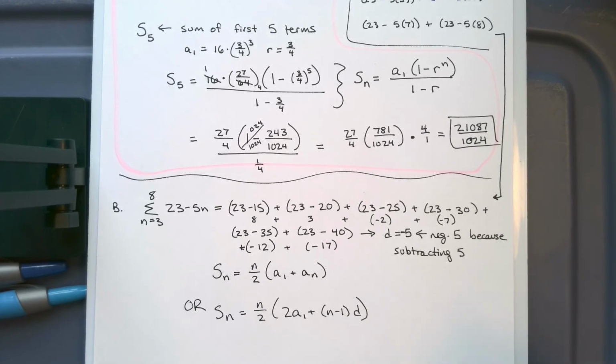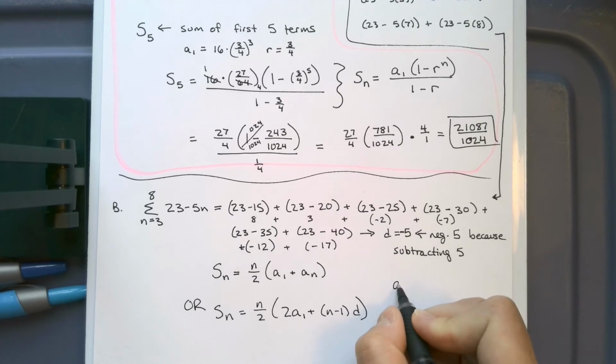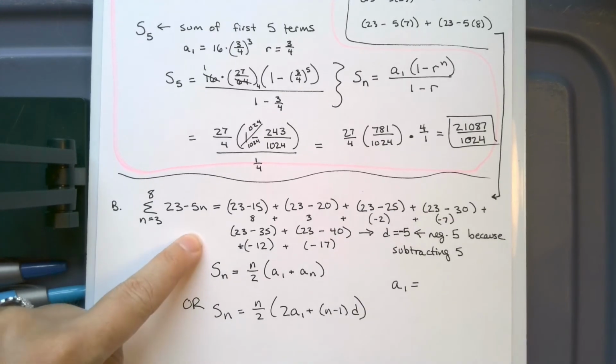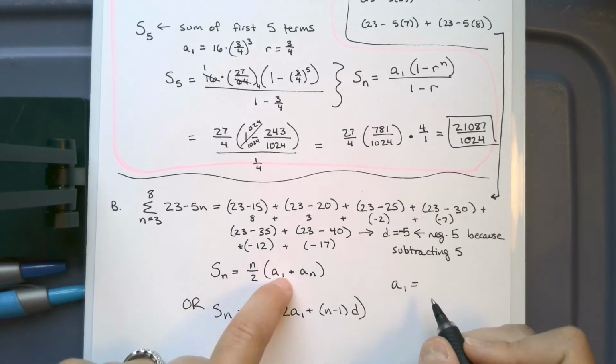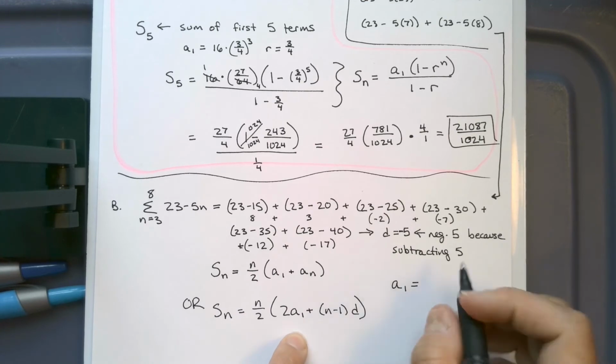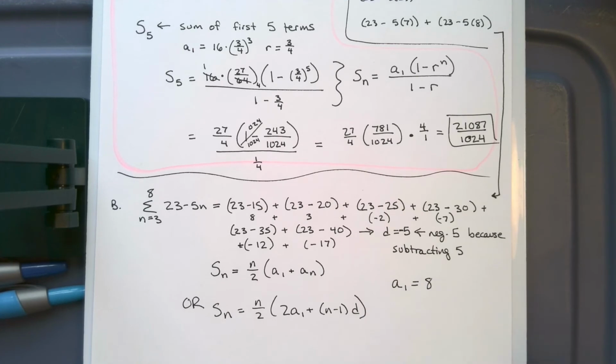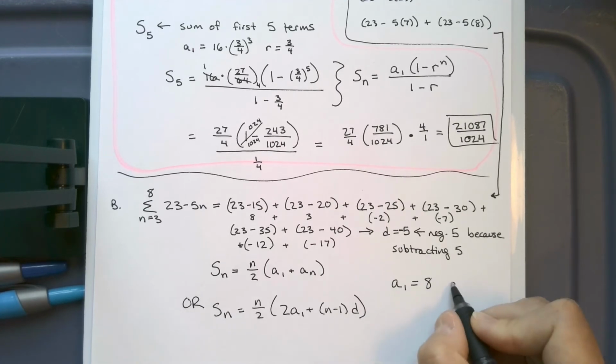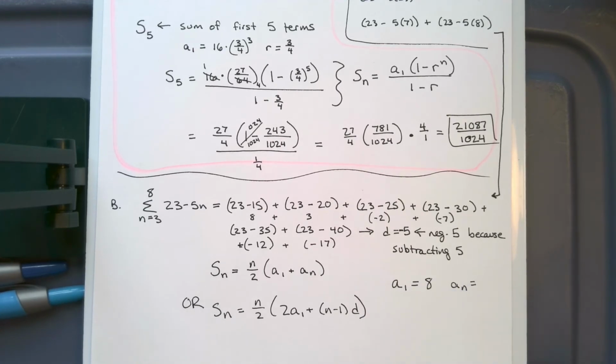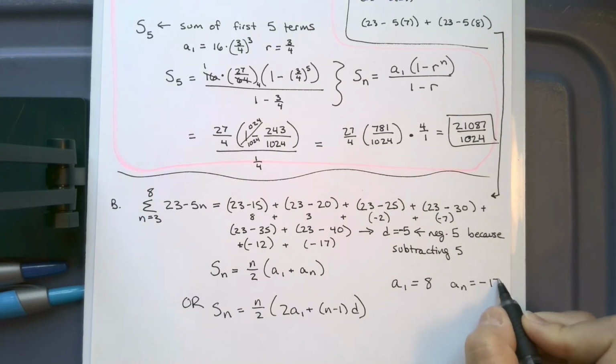So let's go ahead and label our pieces here. For this problem, our first term that we're going to plug in here is going to be 8. Sorry. And our last term is going to be negative 17.